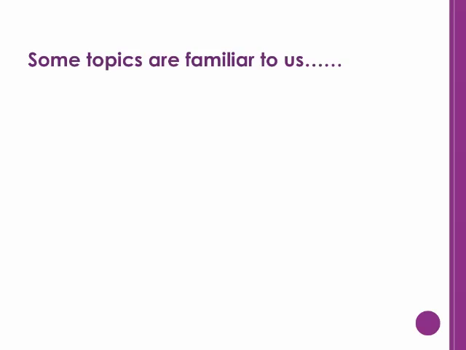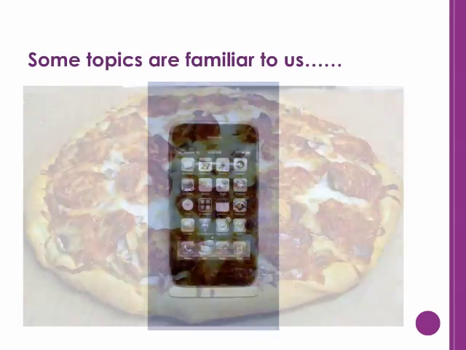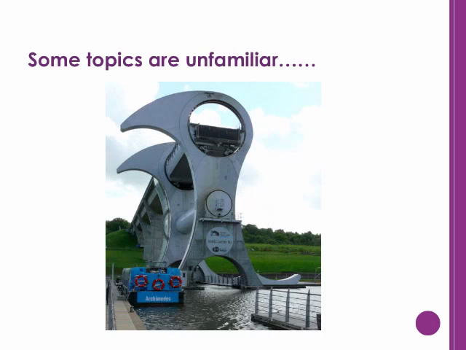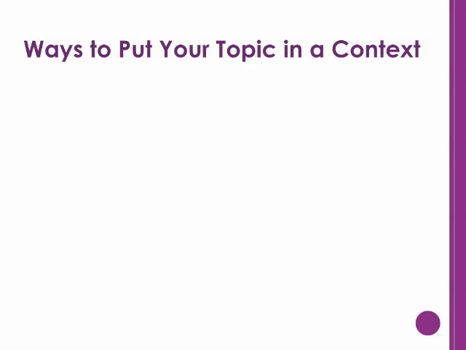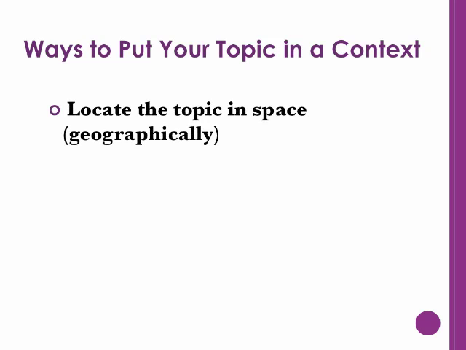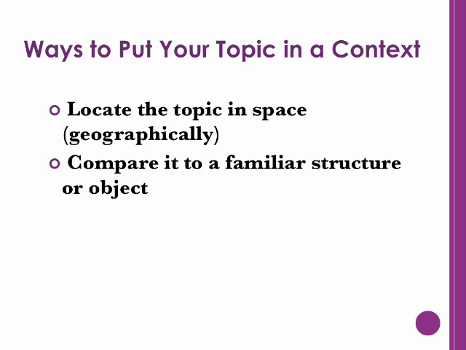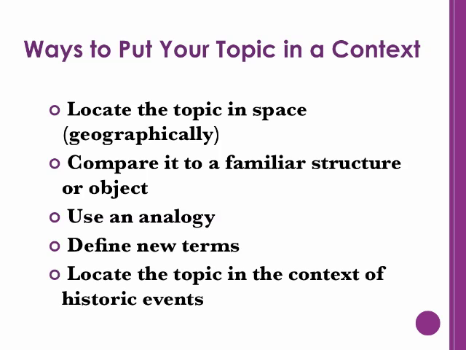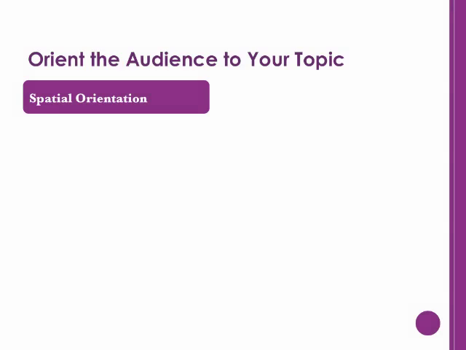Sometimes we give speeches on topics that are familiar to the audience, like Italian food, cell phones, and national holidays. However, occasionally our topics are obscure and unfamiliar to the audience and need to be put into context so the audience can understand it. You can establish a context for your topic by linking it to something the audience is familiar with. For instance, you can locate your topic in space. You can compare it to a familiar structure or object. You can use an analogy to describe your topic. You can define new terms, or you can locate the topic in the context of historic events. So, an example of orienting your topic spatially would sound like this.